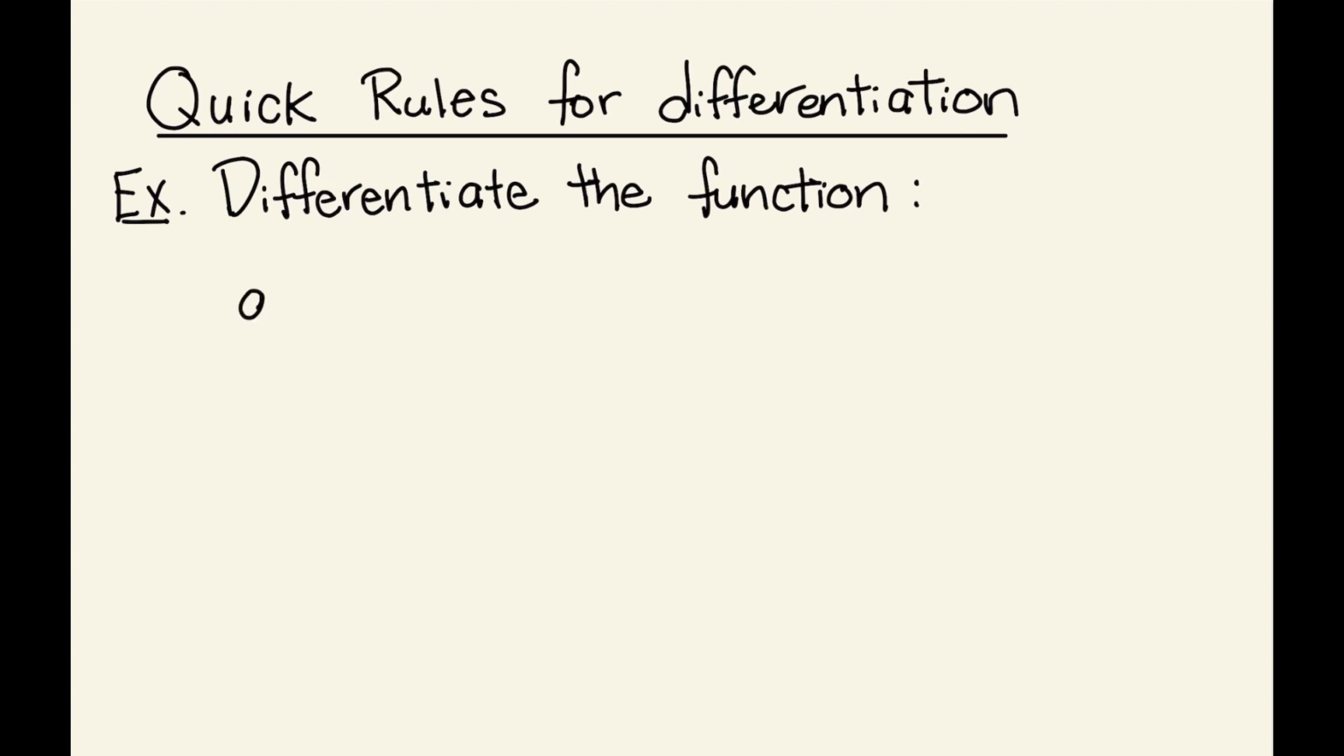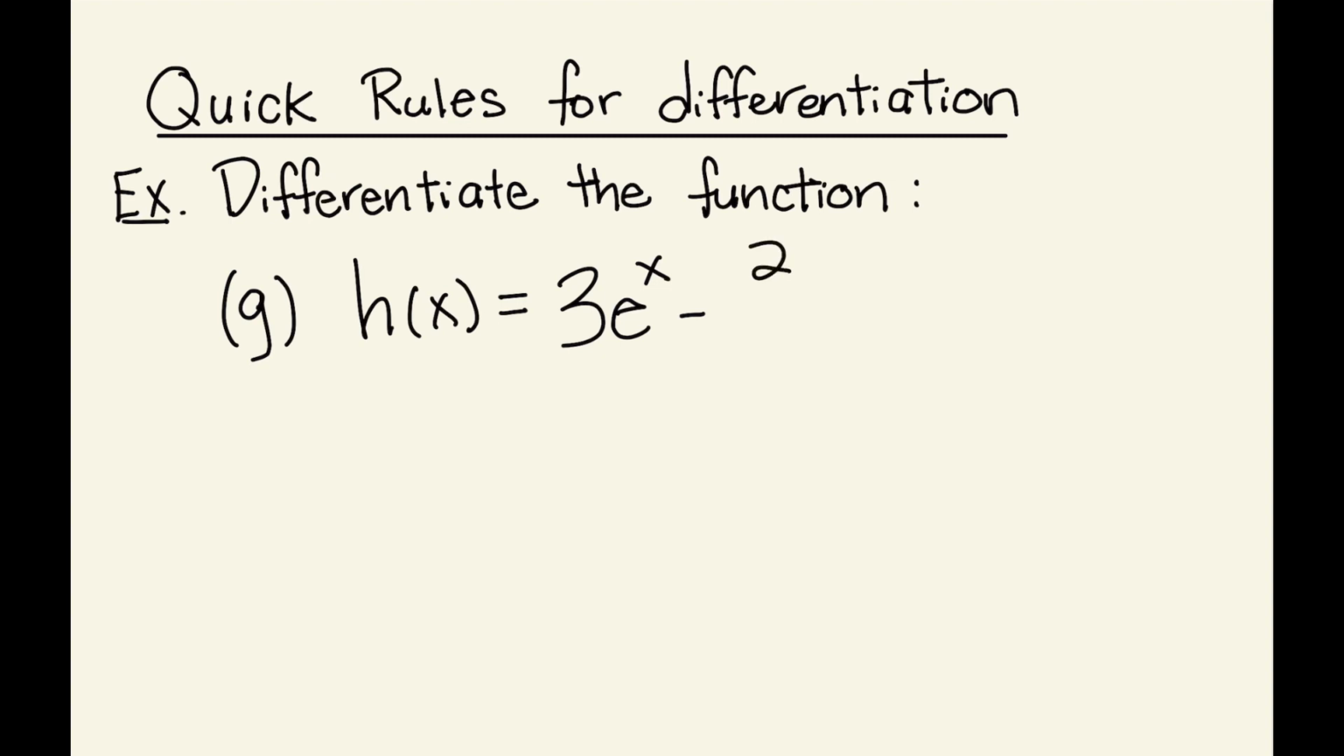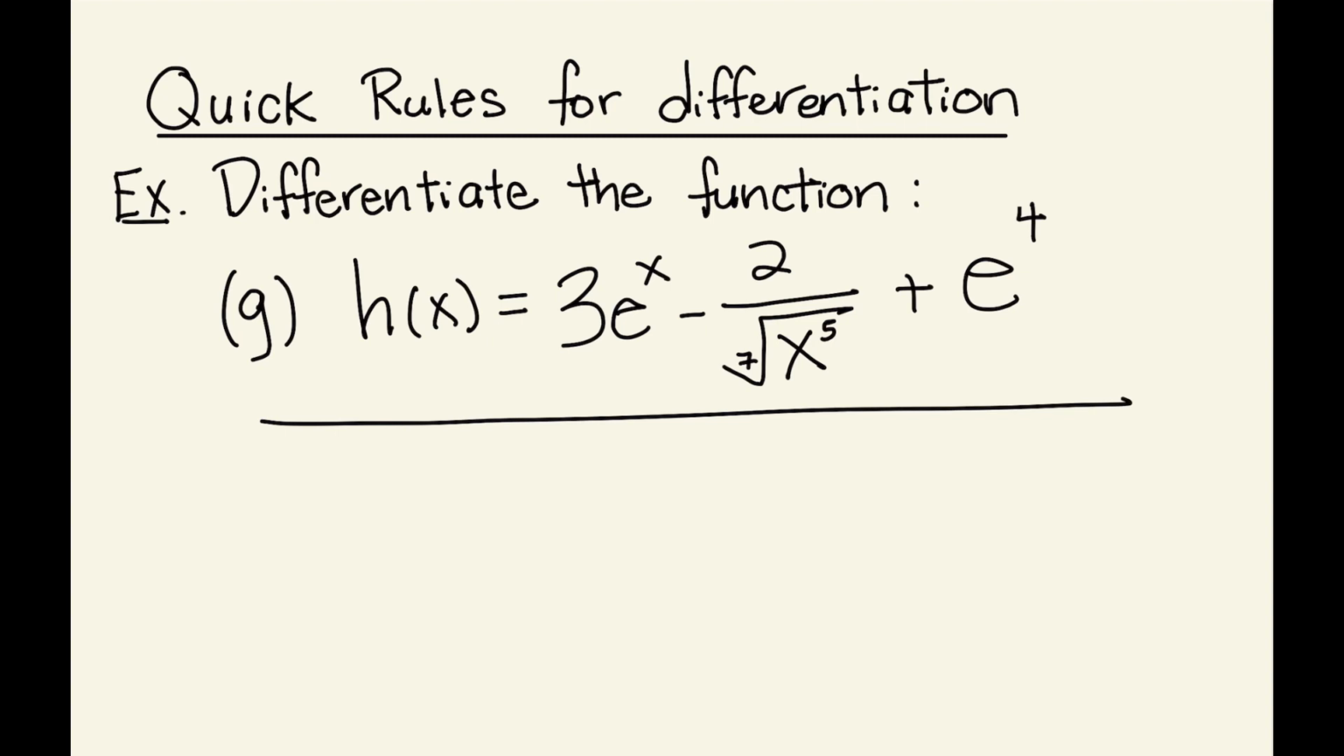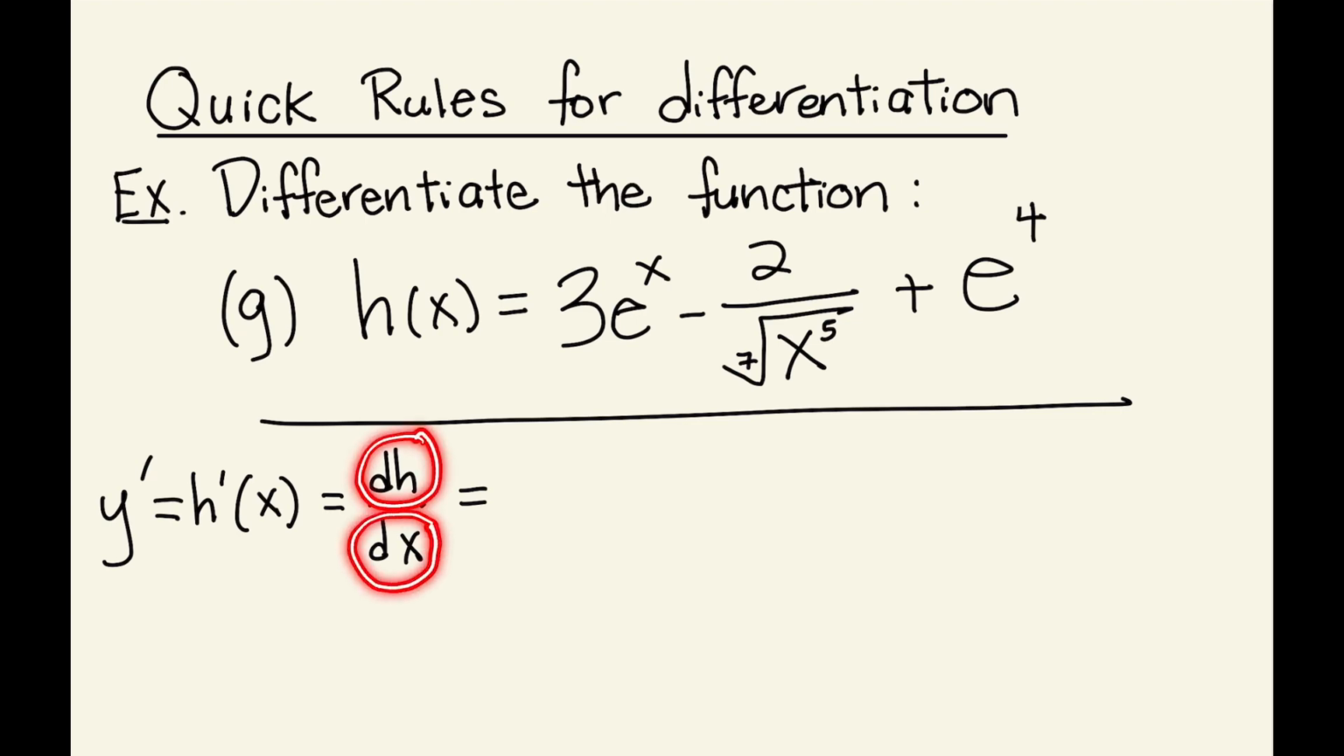Okay, so let's do one more example. My function is h of x equal to 3e to the x minus 2 divided by the 7th root of x to the 5th, plus e to the 4th. So I'm going to use a slightly different notation for h of x, just to get you used to different notation. The prime notation for the derivative is h prime of x. You might also see someone write y prime, that's fine too. And you can also use the notation dh dx. This just means the derivative of h with respect to x.